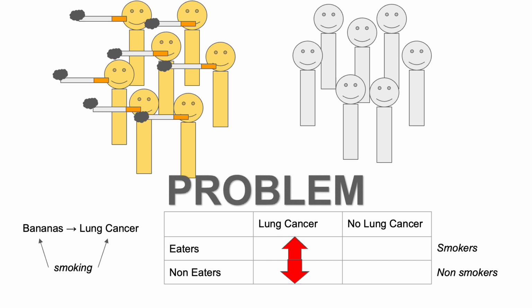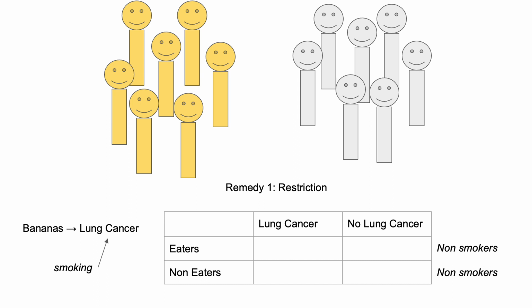So this is the problem, that smoking is causally associated with lung cancer, it is associated with banana eating, and it is not an intermediate effect. So how do we solve this problem? Let's get into the remedies. So the first remedy is restriction. What I'm doing here is restricting everybody in the banana eating and the non-banana eating group to being a non-smoker. Nobody should be a smoker.